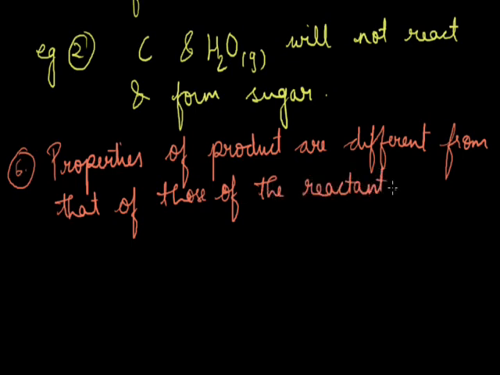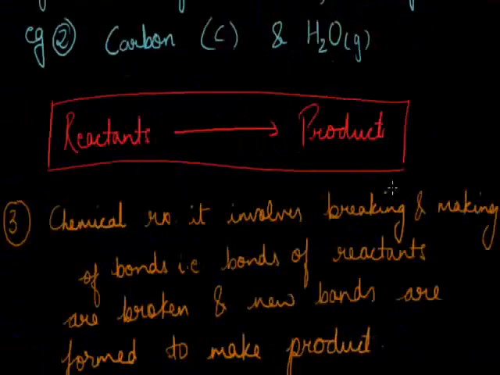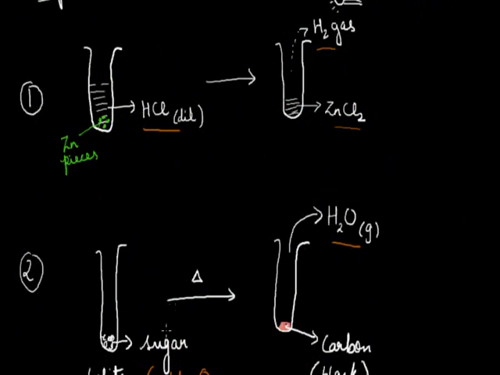For example, in the above case, we have sugar, which is white in color and dissolves in water easily. You can dissolve sugar in water, but the product which we are obtaining, that is carbon, cannot be dissolved in water. You cannot dissolve carbon in water. So this is the basic property which shows that there is a difference in their properties.